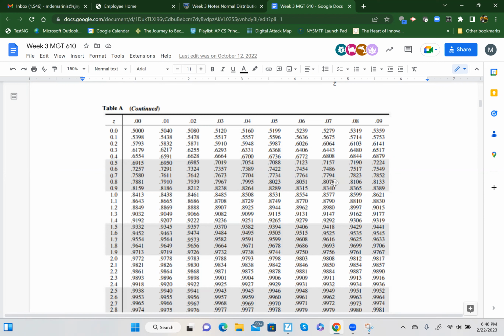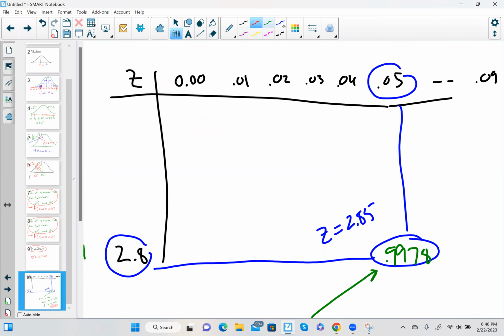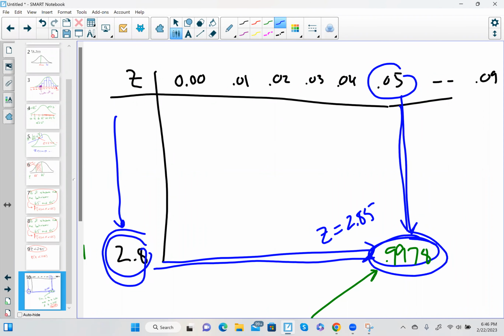If I go down to the bottom, I see this number 0.9978, which goes with the 2.8 over on the left. So what I was really doing, Regina, was I went down the left-hand side, I found 2.8, and then I went across until I had the 0.05 on the top, and I was looking for the number in the chart that was right there. Does that make it better, Regina? I can see it from here. You went down to 2.8 and across to 0.05. Yep, correct. That's exactly right.